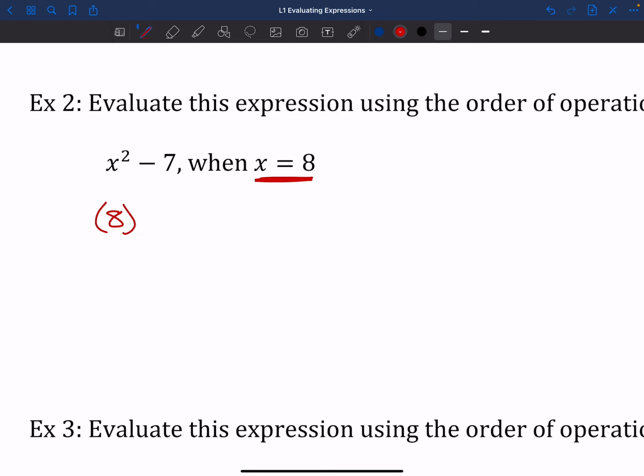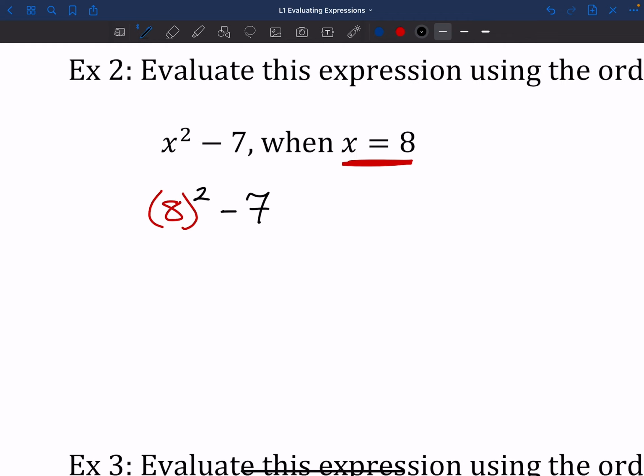Right, so it's going to be 8 in parentheses with a little 2 on it, minus 7. Again, we're taking a look at things in order. Parentheses, it's just an 8. I can't do anything with it. I'm looking at exponents afterwards. That 8 has a little 2 on top of it.